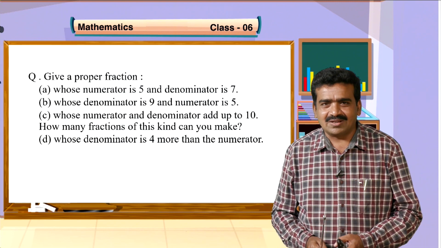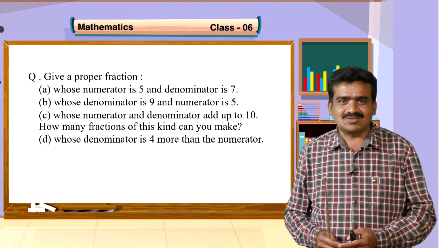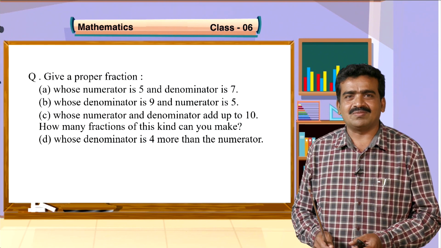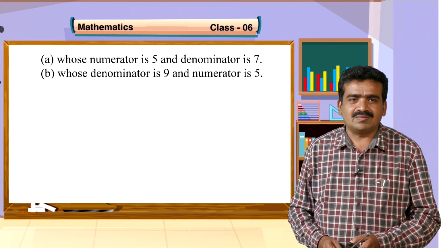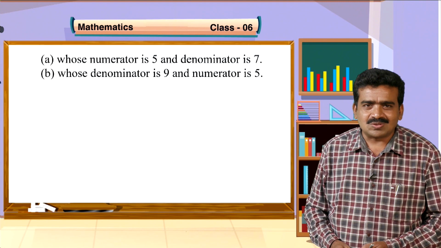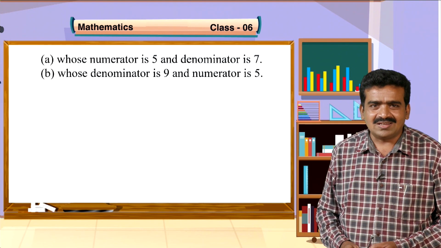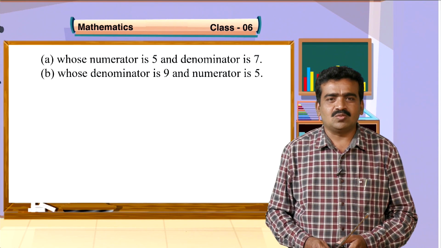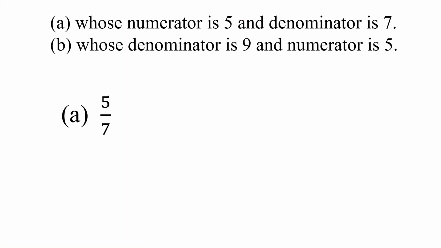Read the question carefully and answer the question according to the data given. Let us write one by one. For the first two questions, it is easy to write. The first question is, we have to write the proper fraction with the numerator 5 and denominator 7. So, therefore, it is 5 by 7. And for the second one, denominator is 9 and numerator is 5.